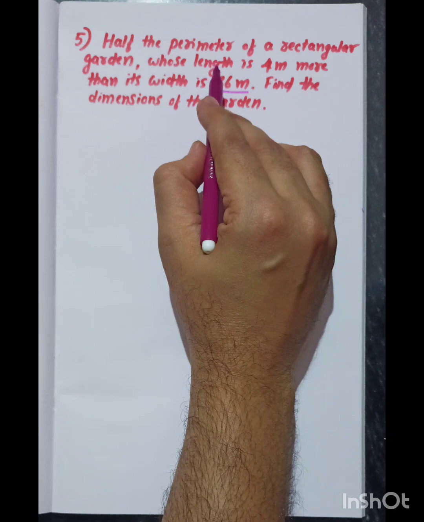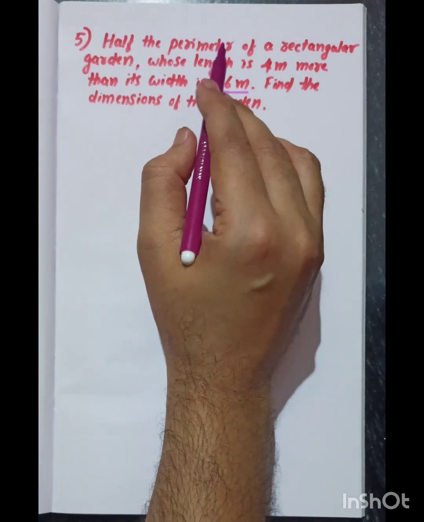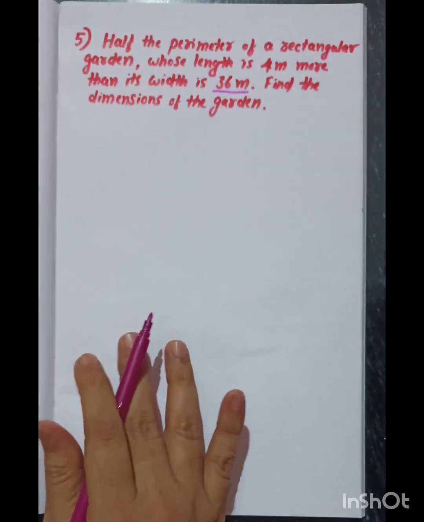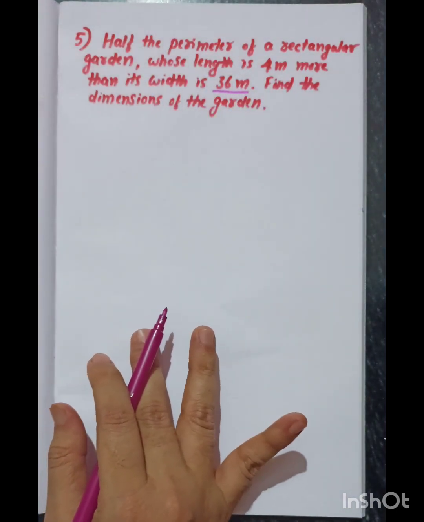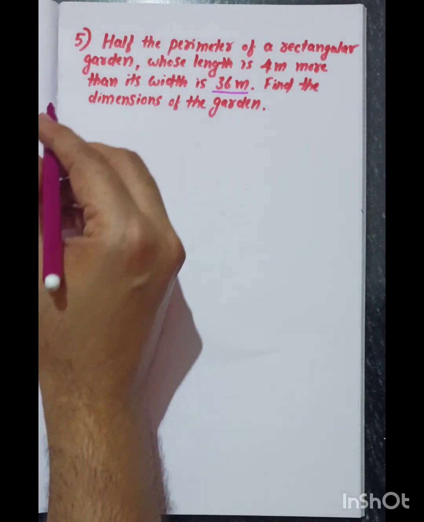Then length is 4 meters more than its width. Find the dimensions of the garden. We have to find the length and the breadth or width of the rectangular garden. Let's start the answer.